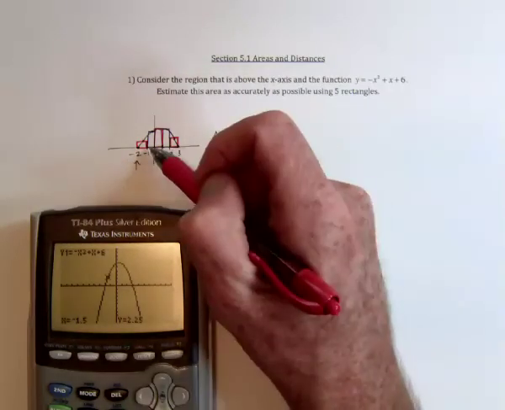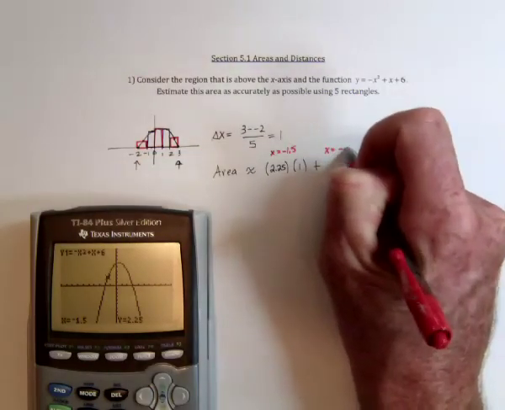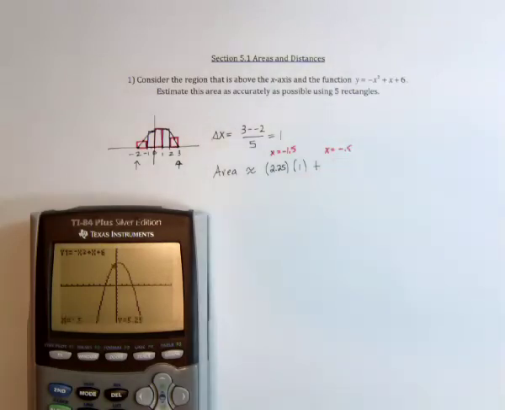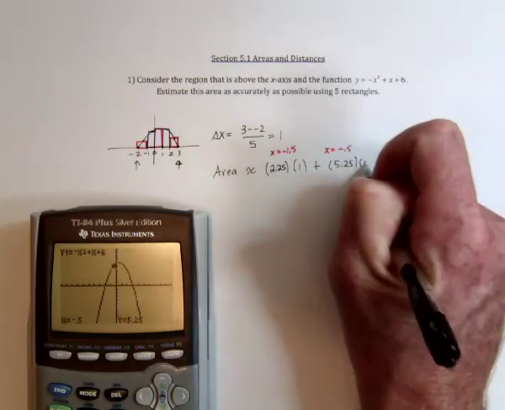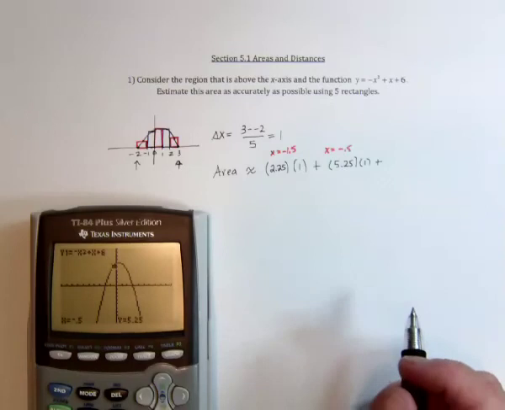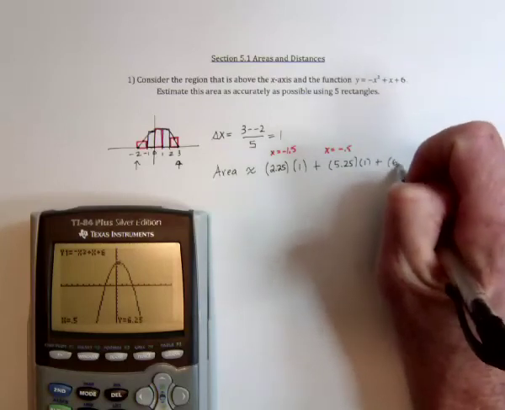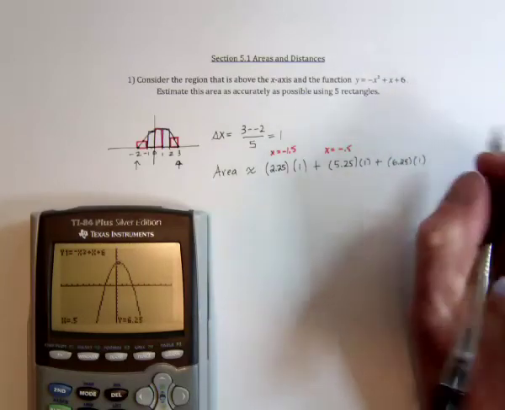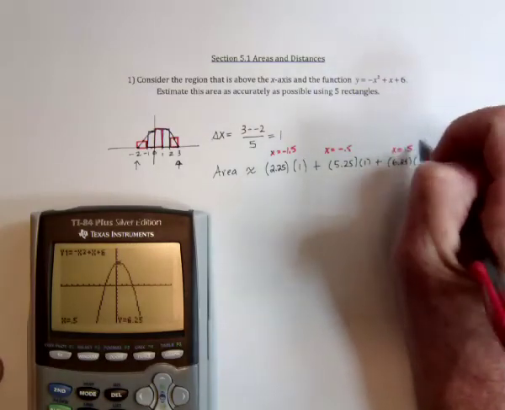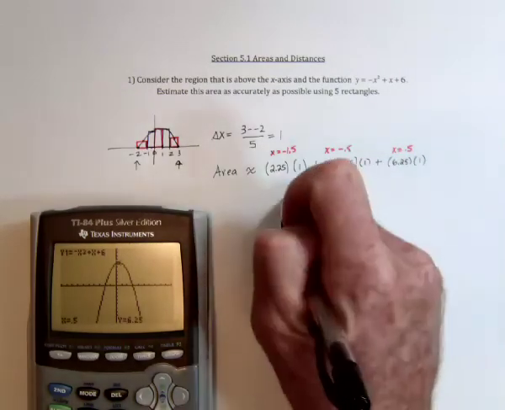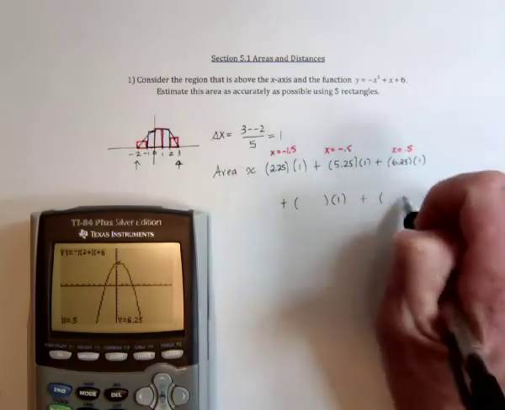And next, for this blue rectangle, the middle value right here was -0.5. So when x equals -0.5, I get 5.25. That's the height times the width of 1. And then substitute in the next one, which would be 0.5. So 6.25 times 1. So this one was for x equals 0.5. And then I'll continue down here. Plus when x equals 1.5. And lastly, when x equals 2.5.